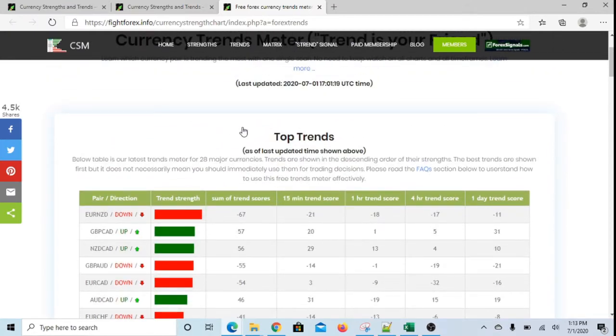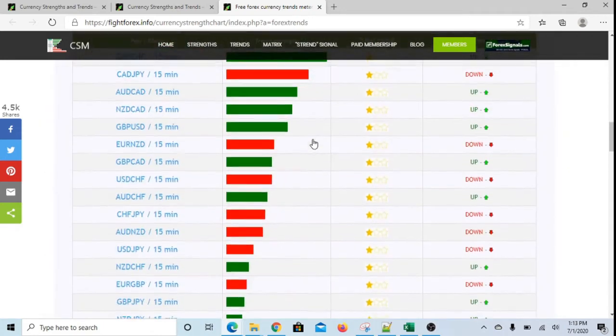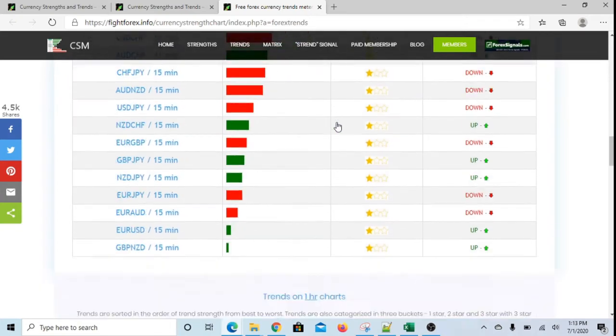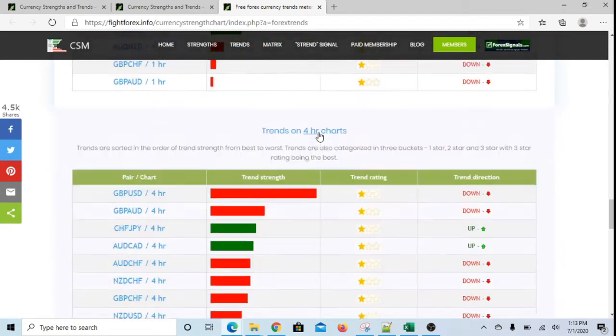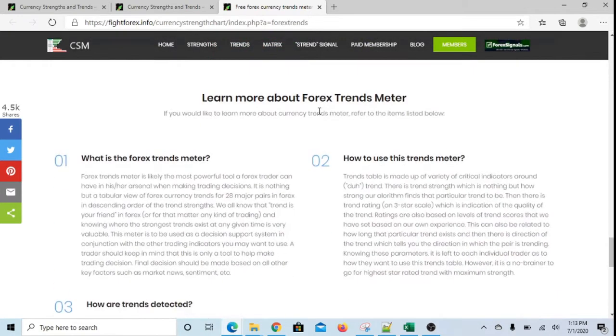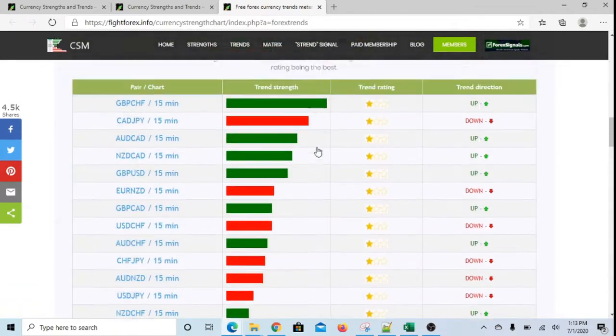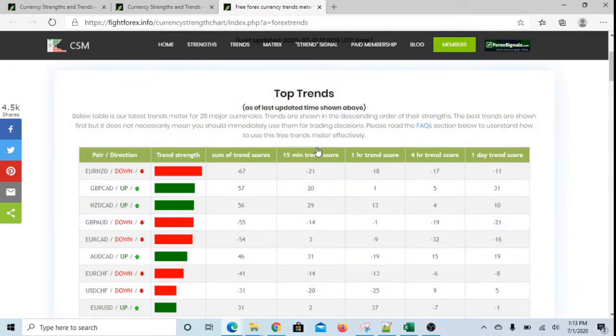it is built and it shows various sections. The first is top trends. The second one is the breakup of 15-minute trends, 1 hour, 4 hour, and then at the bottom there is a section for FAQs. So let's try to understand this, right?